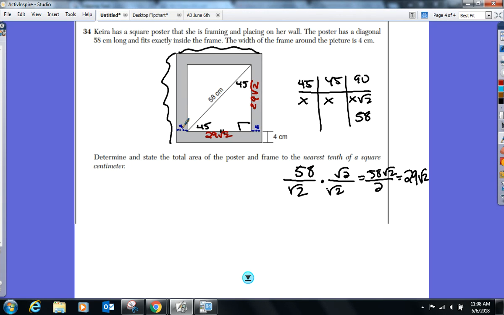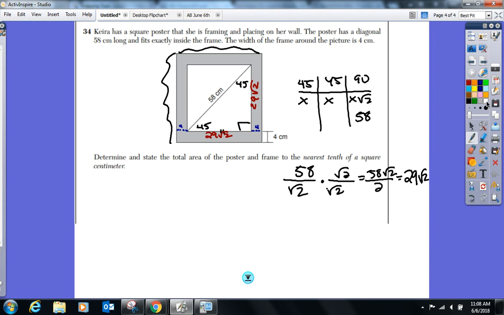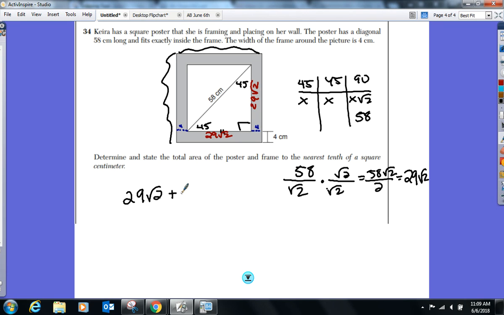So this whole side right here is going to be, do it with me there, 29 radical 2 plus, what am I adding on to it? 8. Times, now do the same thing with this side here, they're both the same. 29 radical 2 plus 4 here and 4 here. So the other side is also going to be 29 radical 2 plus 8. Everyone's got calculators. We can round to the nearest tenth when we're done. All right, that sucker was tricky.